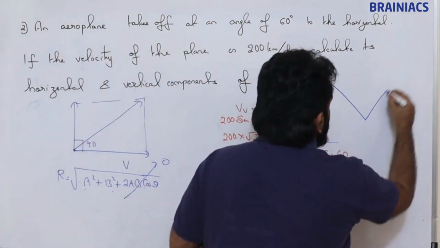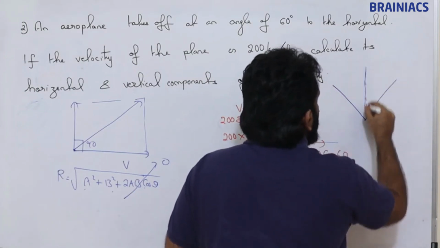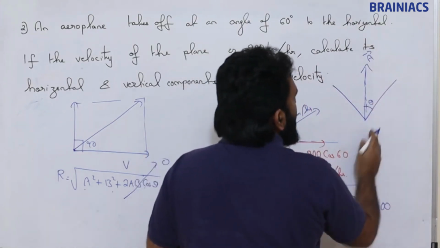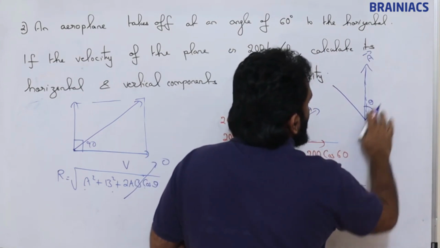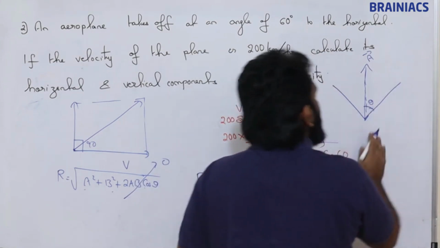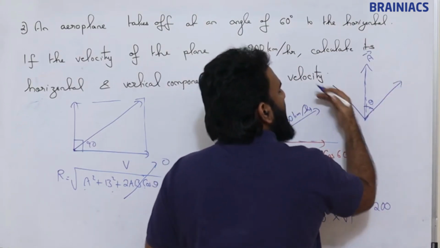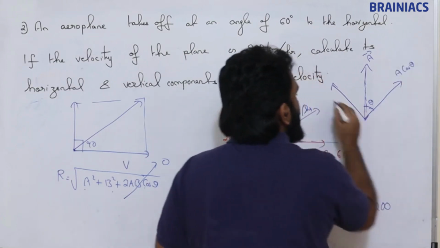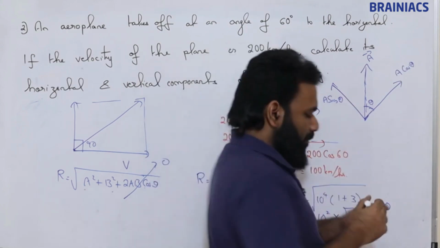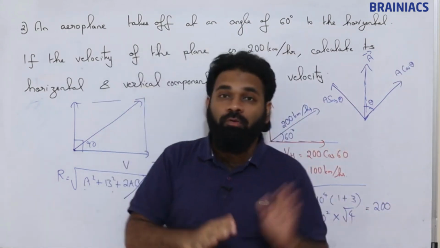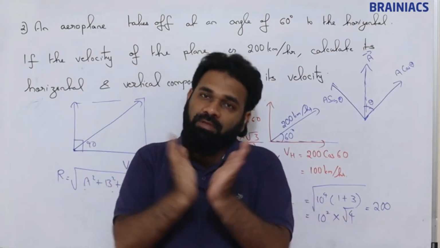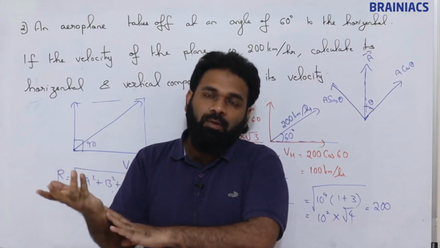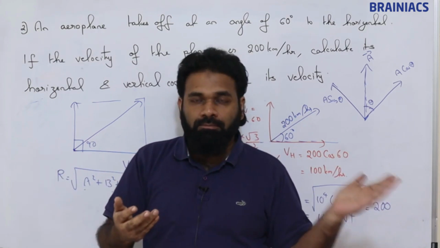Okay, see, it need not always be the horizontal and vertical component. Suppose this is a vector, some vector acting at an angle. If this is theta, this component we can find, this component also we can find. So this is going to be A cos theta, and this is going to be A sin theta. Need not always be horizontal component and vertical component. If it is at some angle, the component near to the theta will be the cos theta component, and the component far away from the theta will be the sine component.